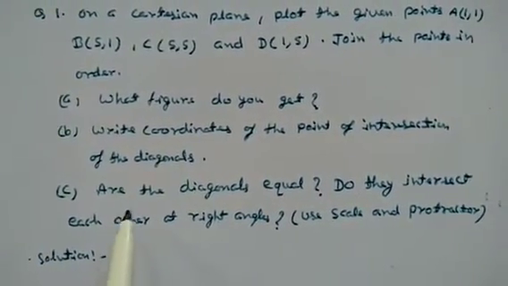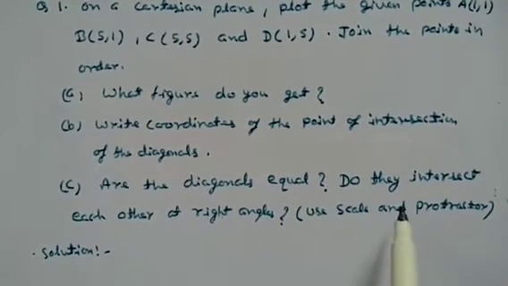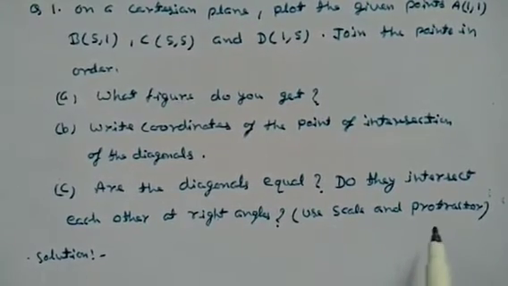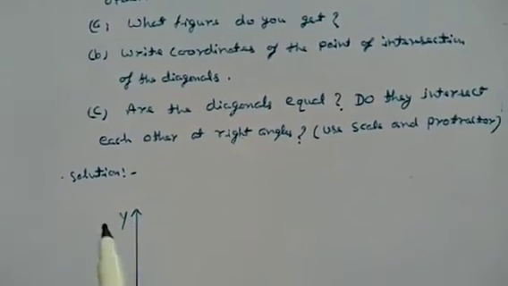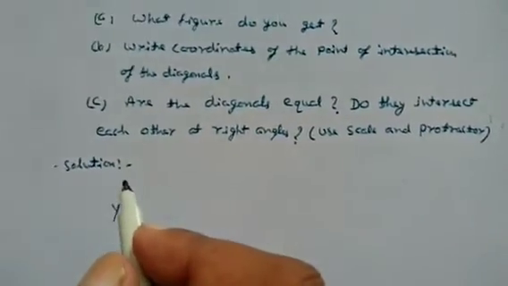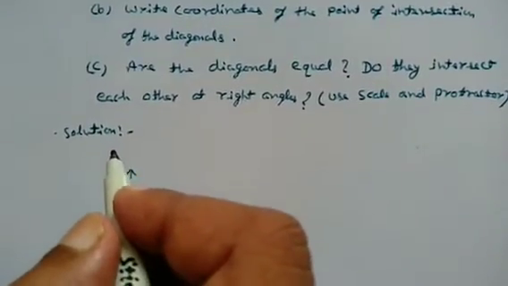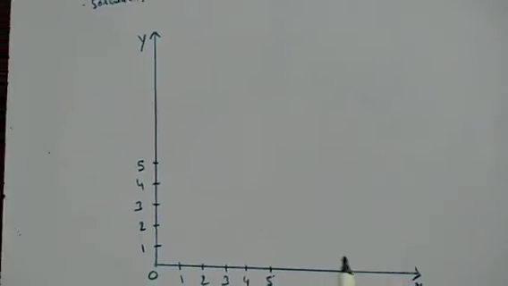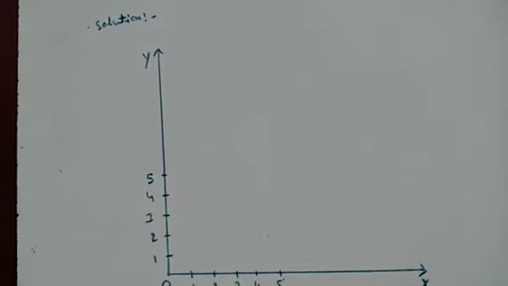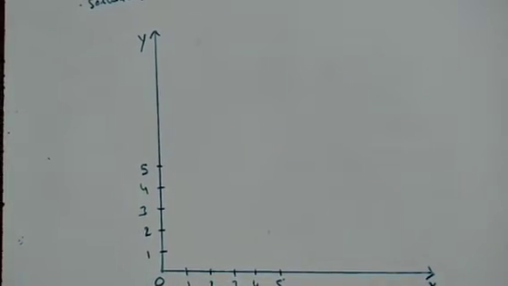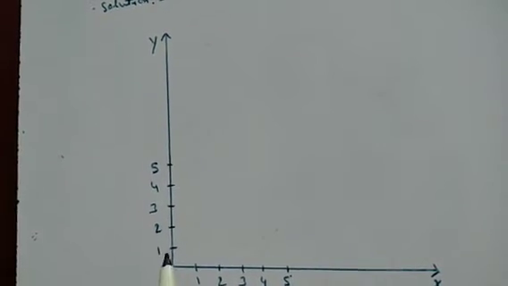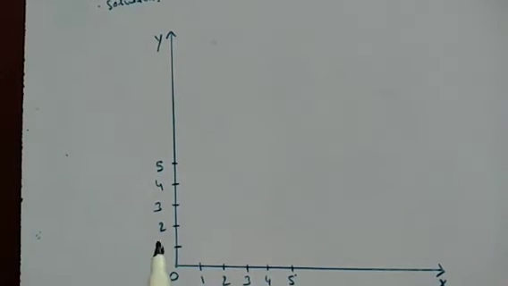Question C. Are the diagonals equal? Do they intersect each other at right angles? Use a scale and protractor. Solution. Children, for this we form a Cartesian plane. As you know, for forming a Cartesian plane, we draw the x-axis and y-axis. After that, we put numbers 1, 2, 3, 4, 5 and so on on the x-axis and y-axis.